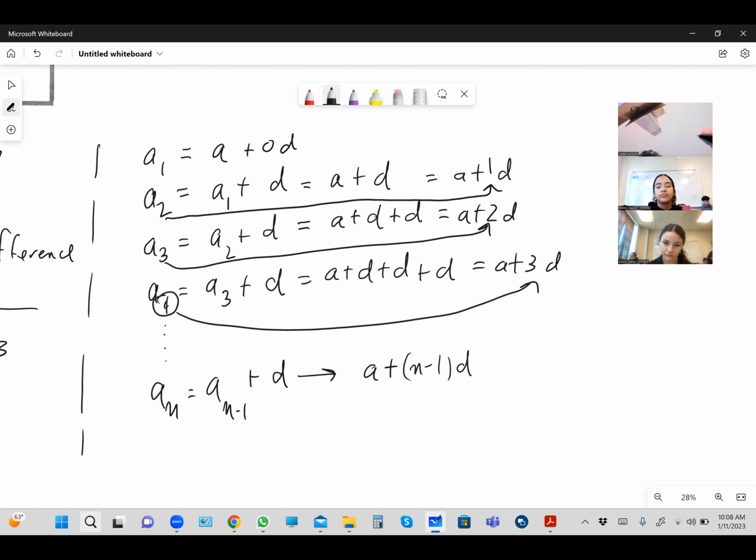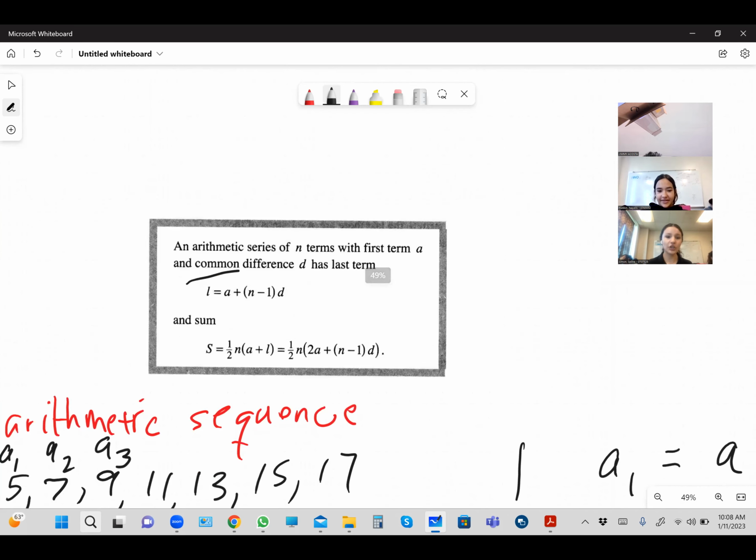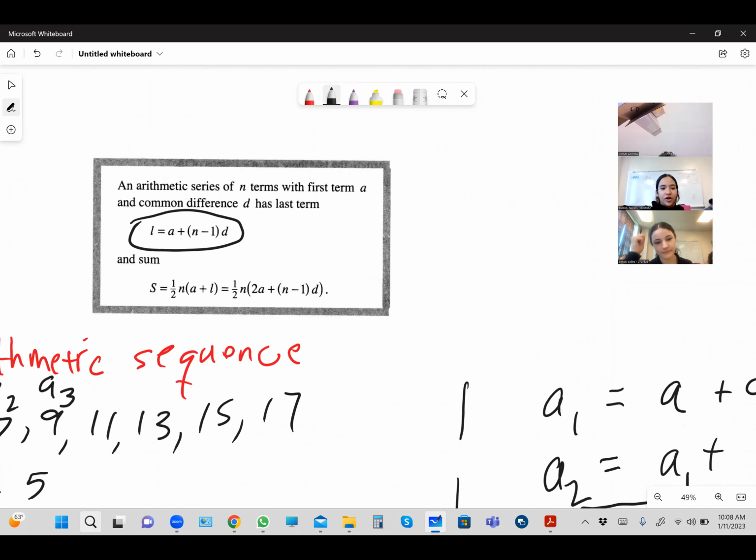In other words, you can say that A sub n must equal A sub 1 plus n minus 1 times D. That is the general way you can figure out any term in an arithmetic sequence. If we come up here, they wrote it up here. This is what they wrote. Now, let me show you how this works.